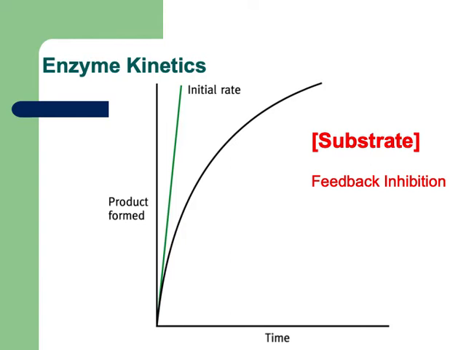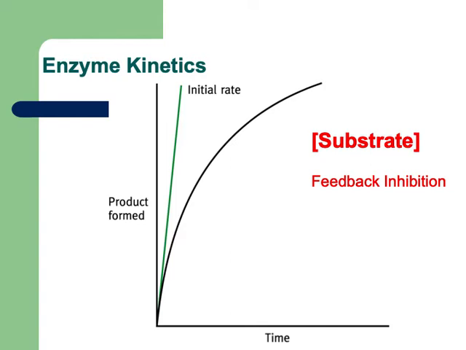Okay, when you have a high amount of substrate available, which is at the beginning of the reaction, the product formed will happen very, very quickly. The reaction will happen very fast. But as you use up all that substrate, as the concentration of the substrate within the cell decreases, then the reaction decreases and the product formed will decrease. And that's a result of substrate concentration.